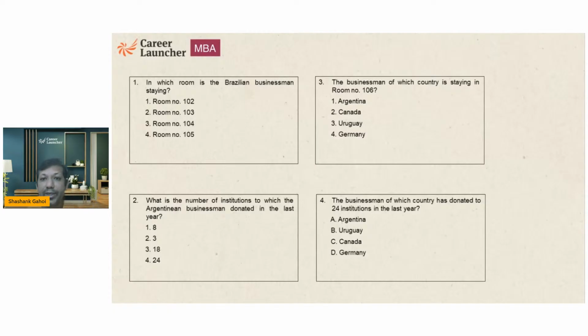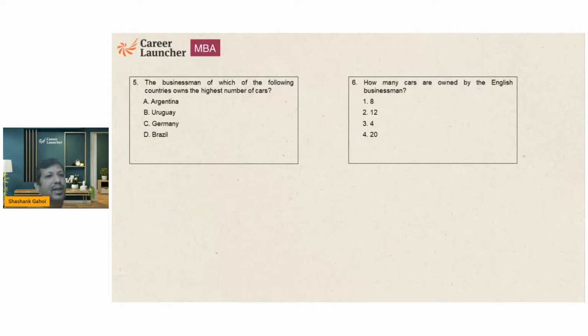Which businessman is staying in room number 106? Argentina, Canada, Uruguay, Germany. The remaining 2 must not live in room 106. Okay. Now the next one: which businessman has donated to 24 institutions? Again, these 4 values are given. And the next 2 questions: the businessman of which of the following countries?